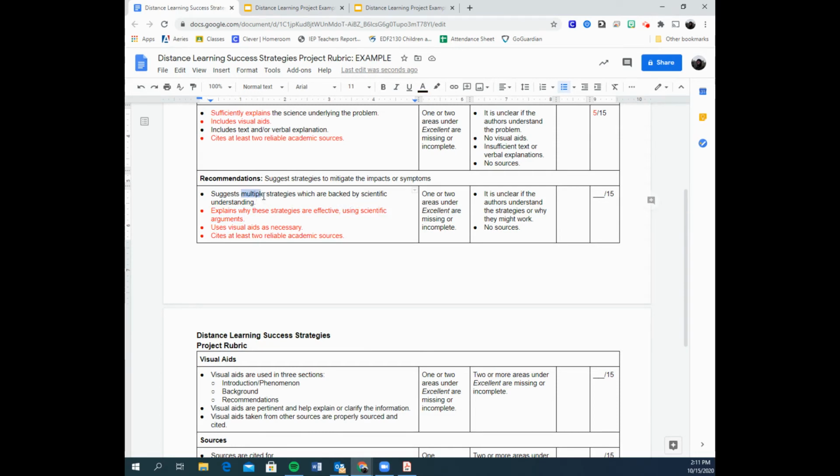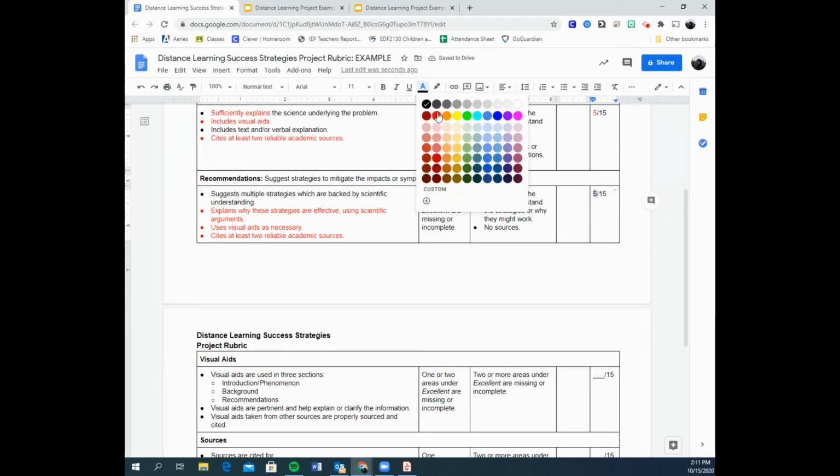So it does suggest multiple strategies, but it doesn't explain why they work scientifically. The visual aids don't seem to apply to what's being explained, and there's no citations. So I would give this a 5 out of 15. Some effort there, but it's not quite meeting the requirements of the rubric.